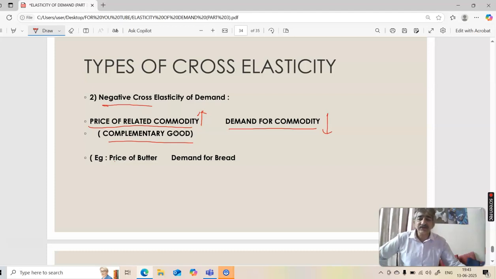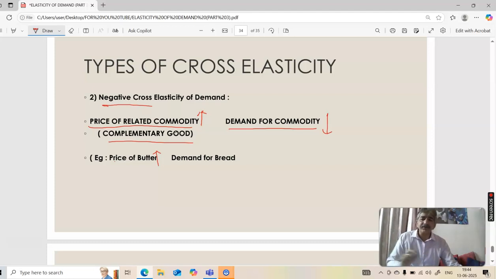Children, just see, as the price of butter rises, as denoted by the upward pointing arrow. The upward pointing arrow I make to denote an increase in the price of butter. What will happen to the demand for bread? A normal, rational consumer who does financial planning, who has a budget, what will he do?